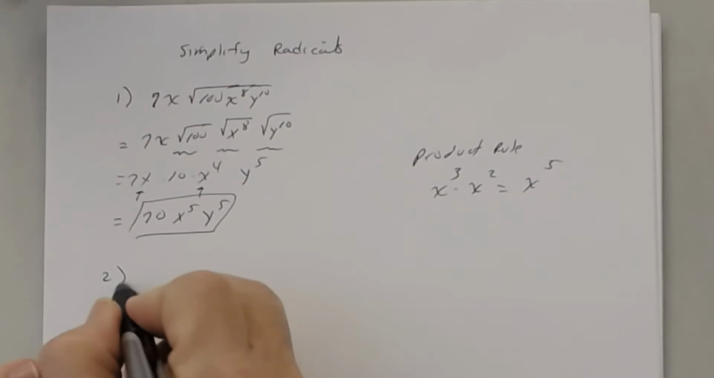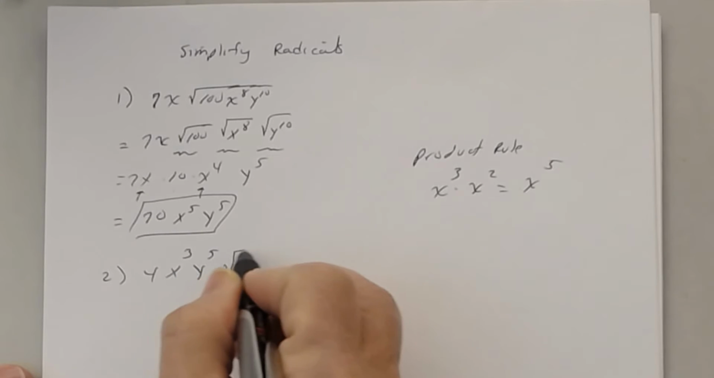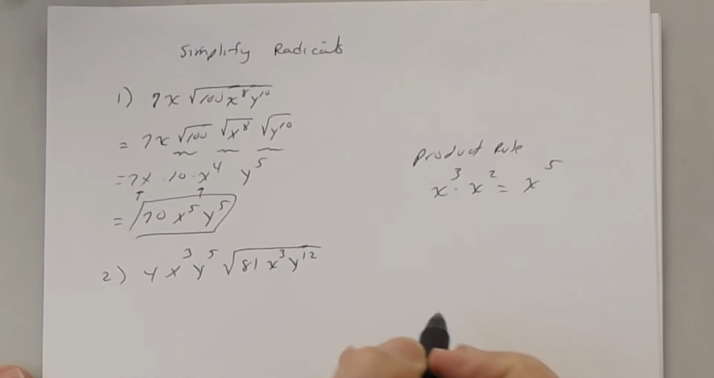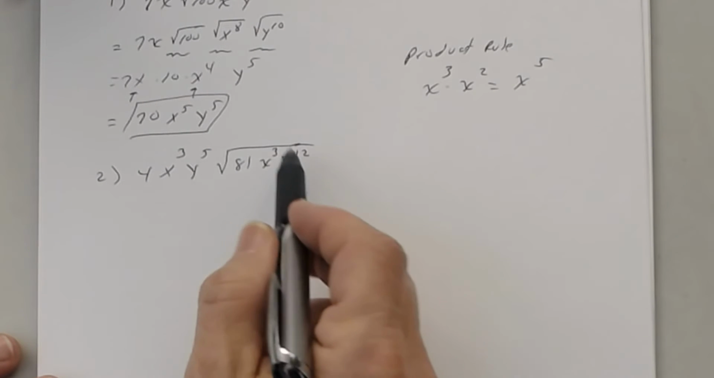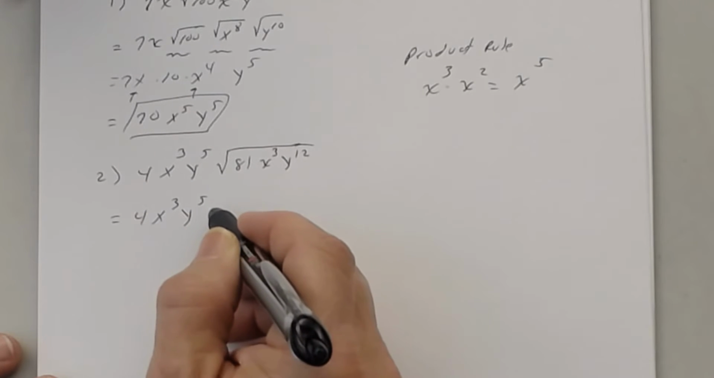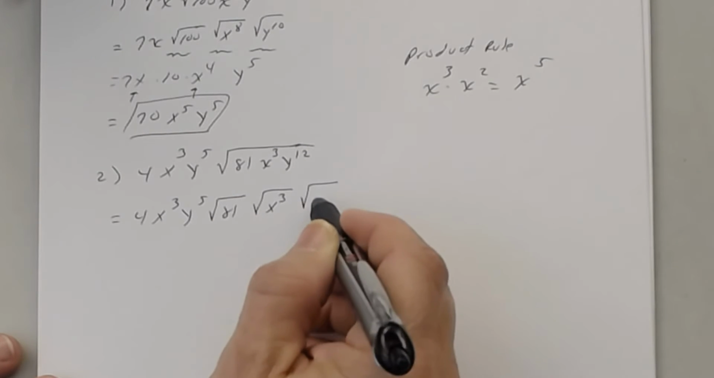Number 2. We have 4x cubed y to the 5th times the square root of 81 x cubed y to the 12th. So just like before, rewrite the square root expression. So I get 4x cubed y to the 5th, and then I'm going to say times the square root of 81 times the square root of x cubed times the square root of y to the 12th.